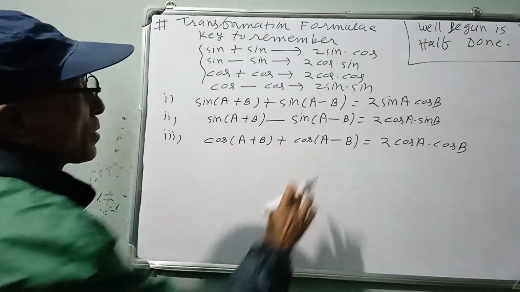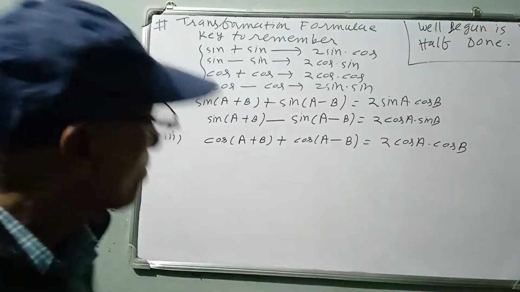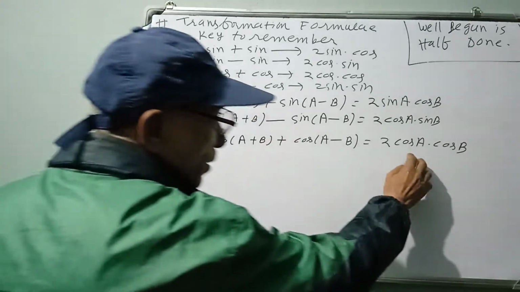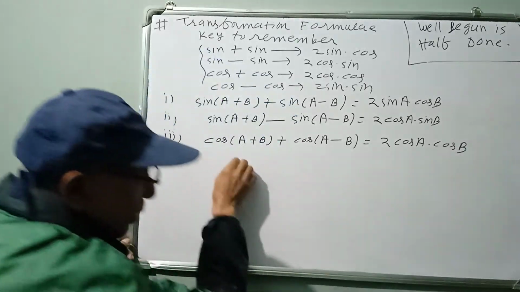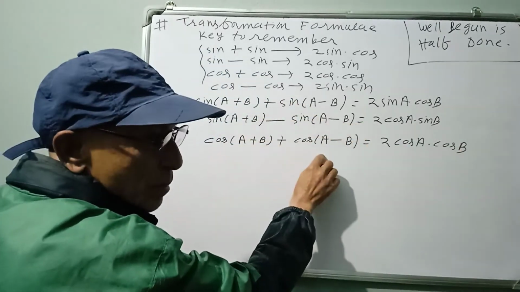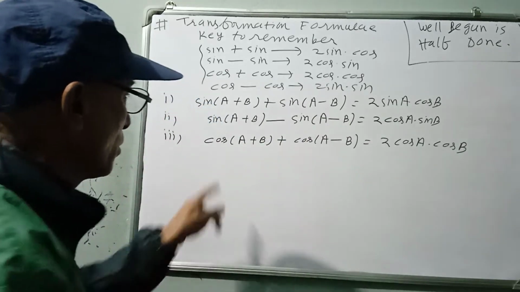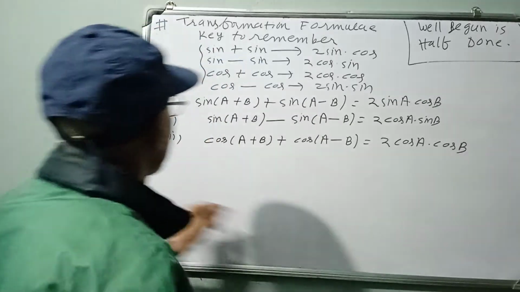Cos(A plus B) plus cos(A minus B), 2 cos A cos B. At the time of exam, students find difficulty. Cos plus cos, 2 cos cos. Again, right to left, 2 cos A cos B, cos(A plus B) plus cos(A minus B). So cos plus cos, 2 cos cos.